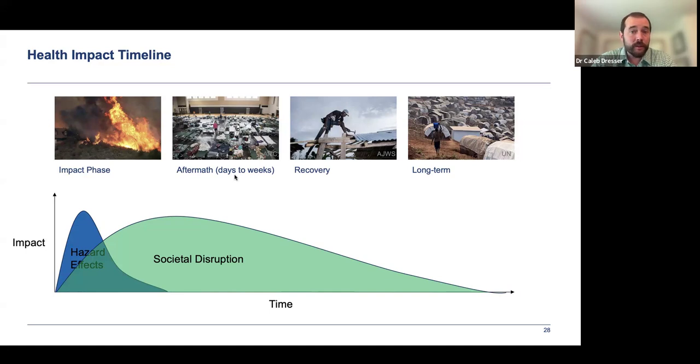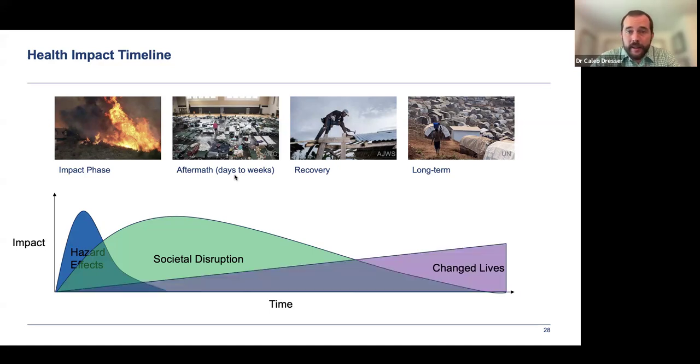These are people who have lost their jobs and are now dealing with being unhoused and dealing with new financial constraints that they did not have before the disaster. So thinking about this societal disruption phase is also really important, as is thinking about the long-term implications, the changed lives after major disasters. Climate change is adding to the level of attention we need to pay, particularly to the very long-term consequences.